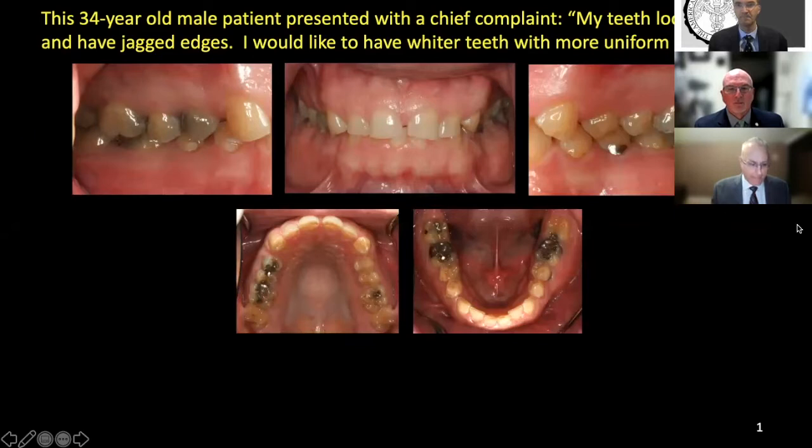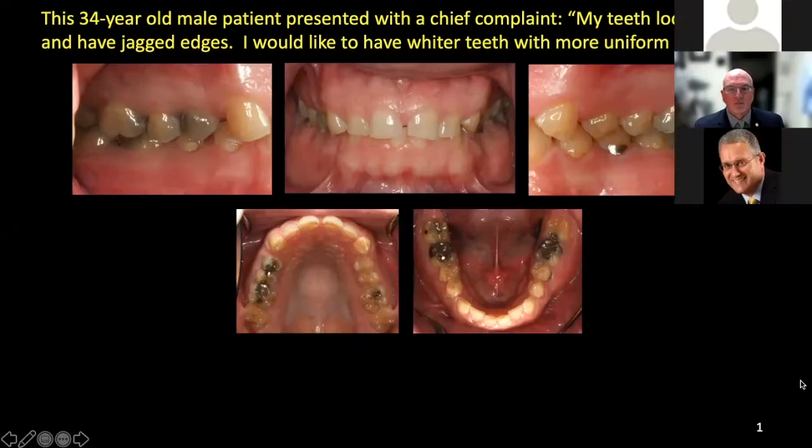This 34-year-old male patient presented with a chief complaint: "My teeth look too small and have jagged edges. I would like to have whiter teeth with more uniform color."